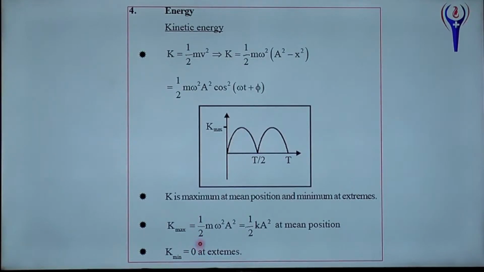So K max equal to maximum kinetic energy. For any time, it is half m omega square a square cos square(omega t plus phi), and for maximum, K max equal to half m omega square a square.